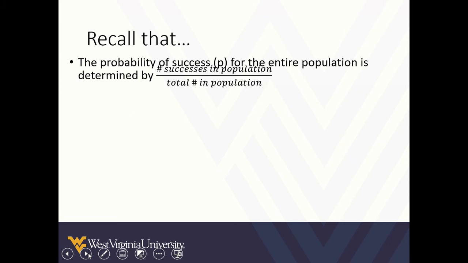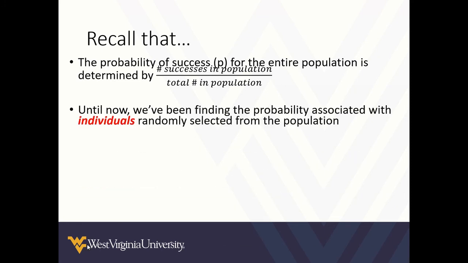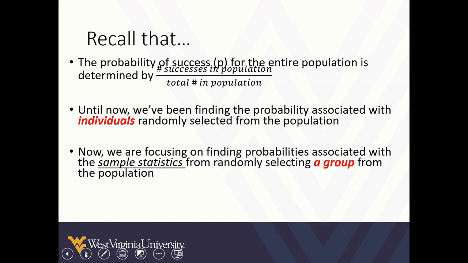So we can recall that the probability of success p for the entire population may be determined by the number of successes in the population over the total number in the population. So until now, we've been finding the probability associated with individuals randomly selected from the population. Now we're going to be focusing on finding probabilities associated with the sample statistics from randomly selecting a group from the population.